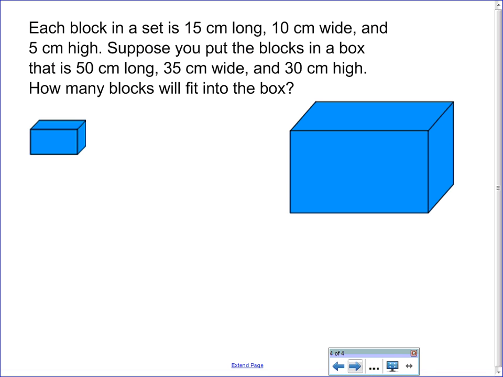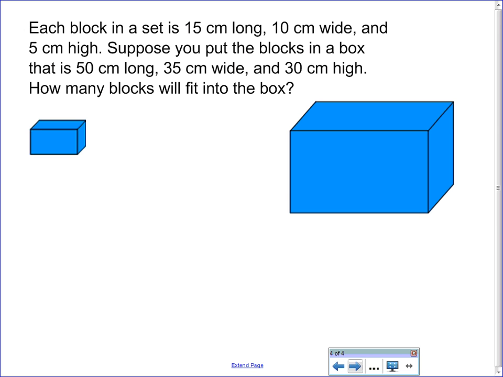The final page is a 2-step problem for volume, and we're going to see one of these on the test. This is actually number 8 on page 227 of your textbook. Each block in a set is 15 centimeters long, 10 centimeters wide, and 5 centimeters high. Suppose you put the blocks in a box that is 50 centimeters long, 35 centimeters wide, and 30 centimeters high. How many blocks will fit in the box?